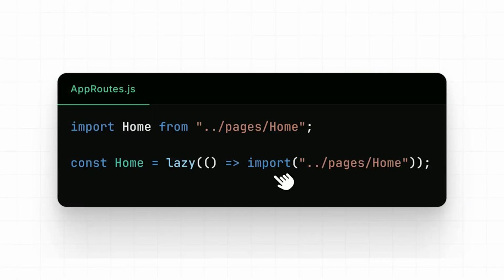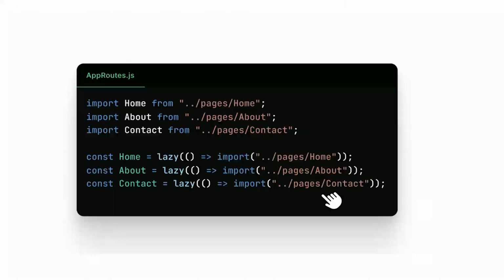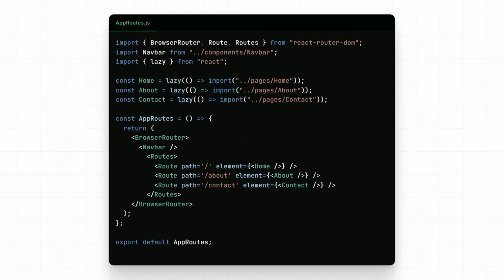As you can see, here we are using lazy from React to import the home component. Like that, for all components, instead of using direct imports, we can use React lazy loading. Here we have imported all the components using lazy. This is the complete app routes component. As you can see, we have used lazy from React to load the components.